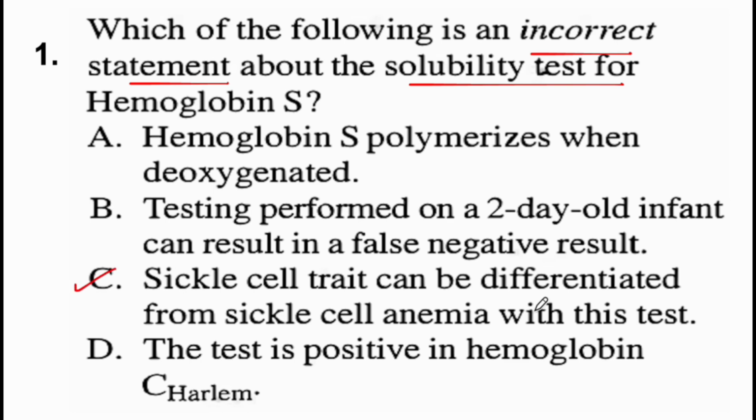Why is this statement incorrect? The solubility test detects the presence of any sickling hemoglobin, but it cannot quantify it or distinguish between the heterozygous state, sickle cell trait hemoglobin AS, and the homozygous state, sickle cell disease hemoglobin SS. Both produce a positive result.